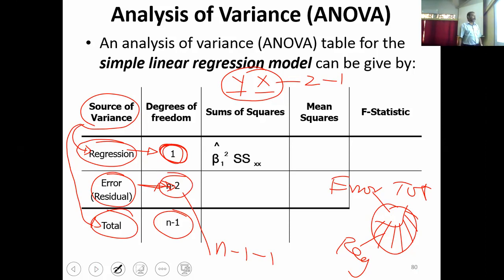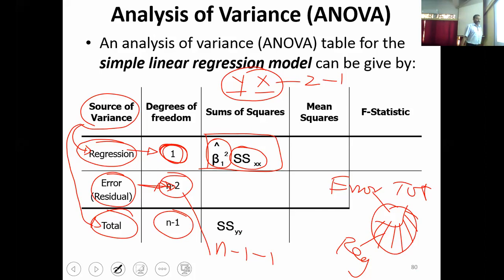Then sums of square of regression. This is beta 1 hat squared. We found beta 1, one of the parameters, the slope, and multiplied by the sums of square of x. Right. So this is a formula. You can derive the formula, but you don't need to. So this is the formula that we'll use to calculate the sums of square of regression.